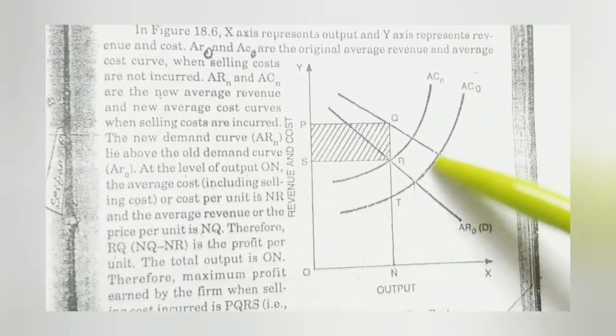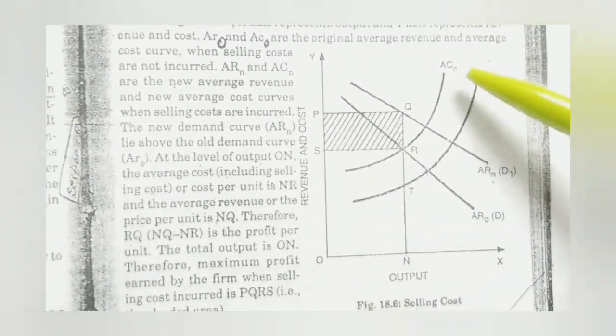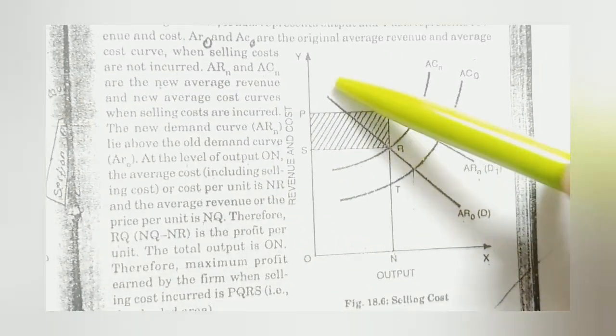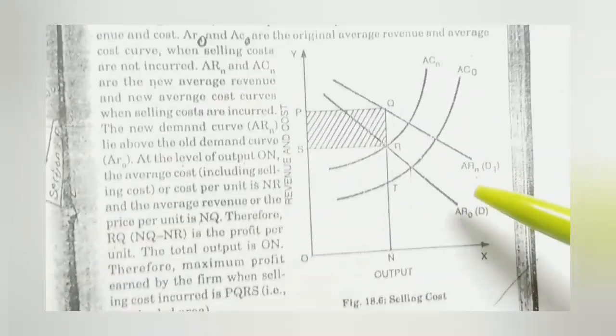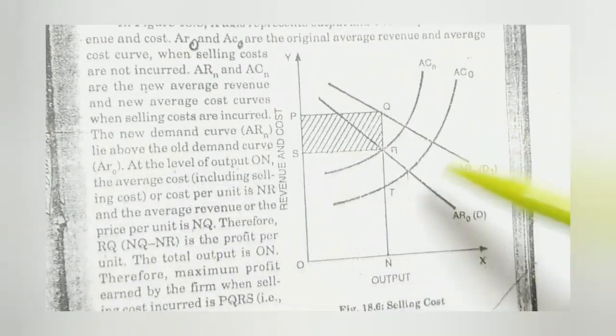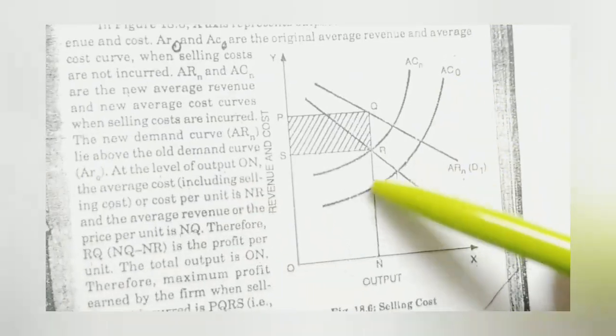This is the average cost before selling cost. After including selling cost, this is the average cost. This is the demand curve. This is the average revenue curve. After selling cost is incurred, the new demand curve, this is. So here, average cost, okay.